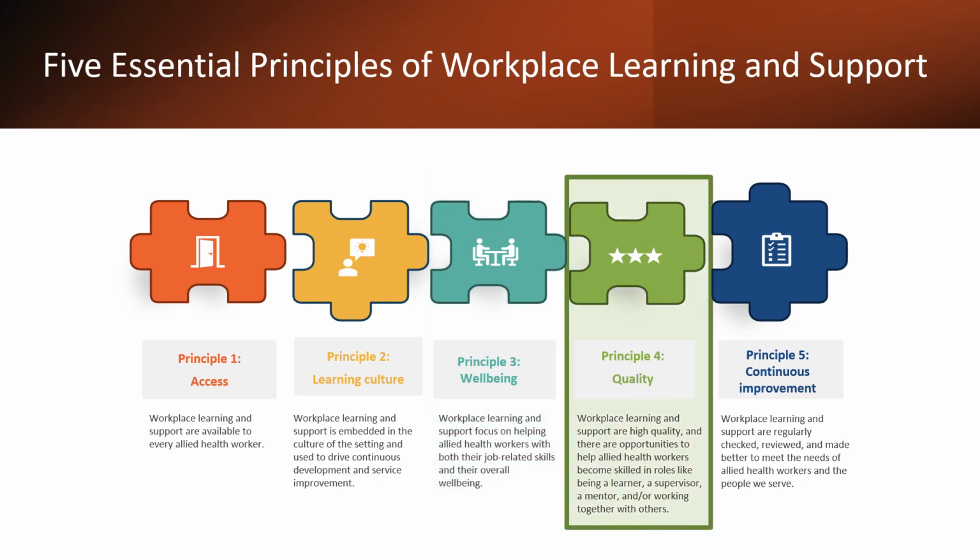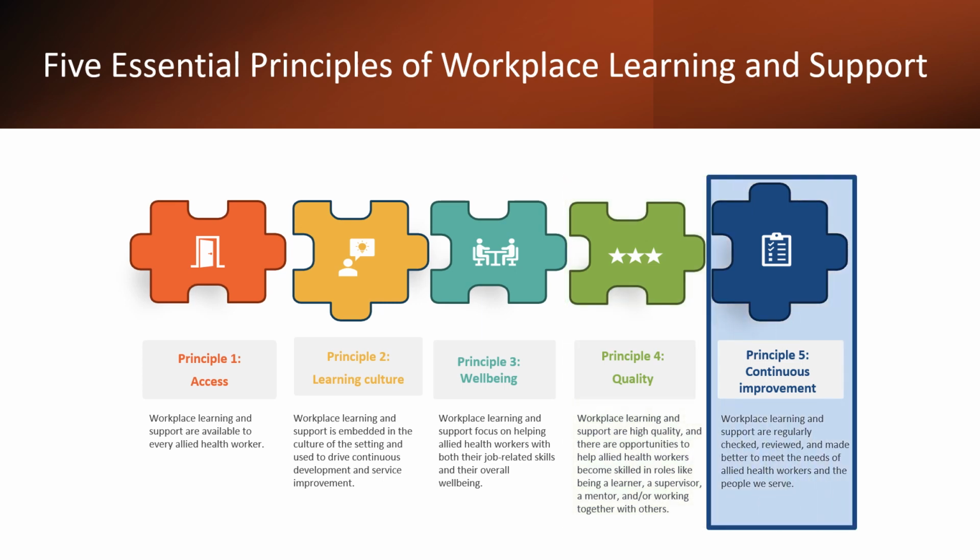Principle 4 is quality. Workplace learning and support are of high quality, and not only is it around those job-related skills, but it's also around developing those skills to become an effective learner, an effective supervisor, mentor, or collaborator, or those working together with others. And Principle 5 is continuous improvement. Workplace learning and support are regularly checked, reviewed, and made better to meet the needs of the allied health workers and the people we serve. And we know that that development is going to change over time, so that is a continual process.